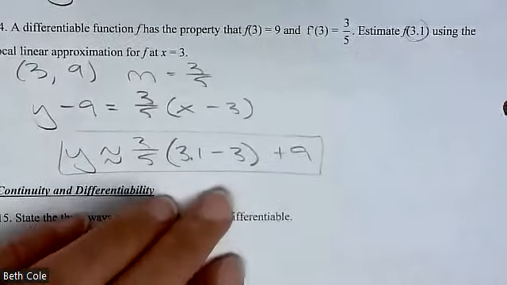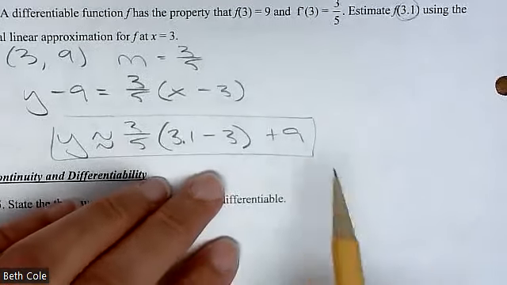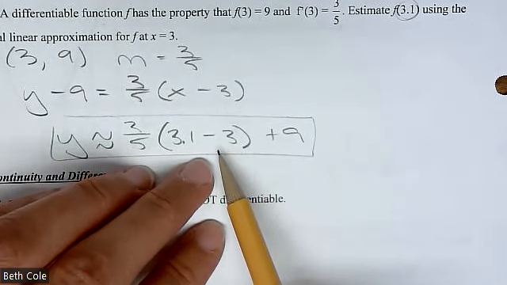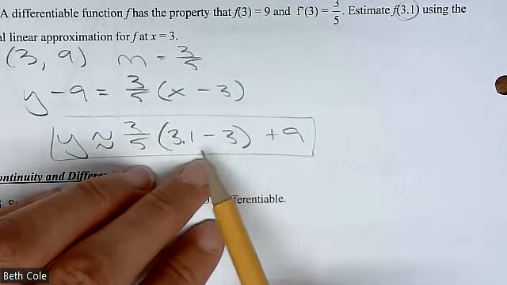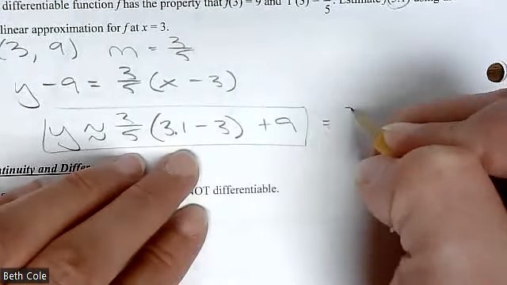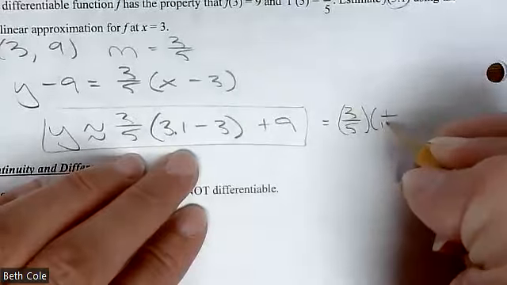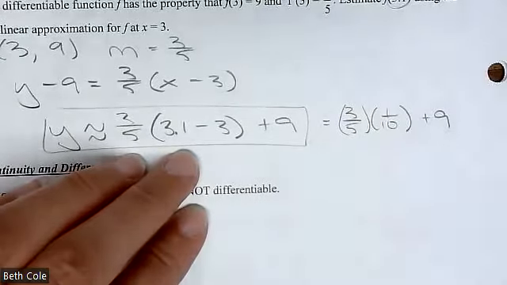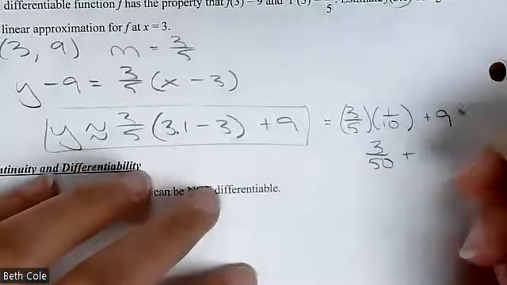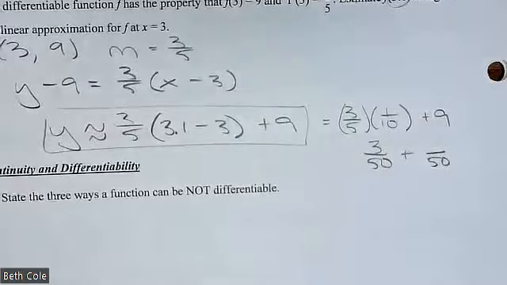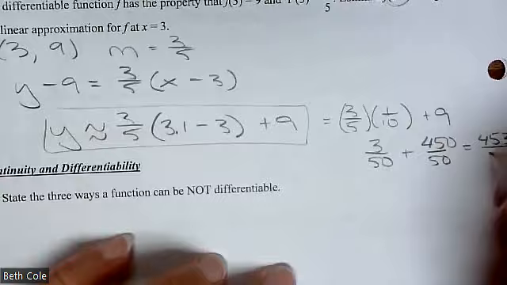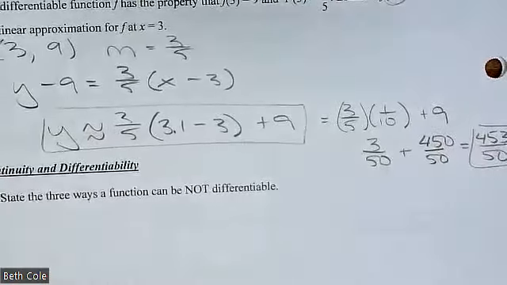Now, let's say it was multiple choice and you had to go further. 3.1 minus 3 would be 0.1, which is 1/10. Did you come with me there? So you would have 3/5 times 1/10 plus 9. What would that be? 3/50ths plus, how many 50ths is 9? 450. So 453/50ths if you had to.